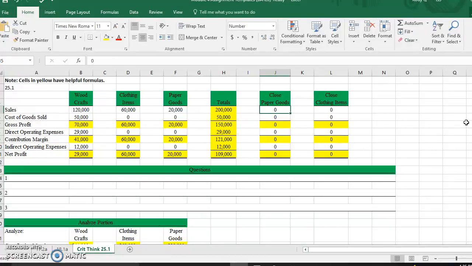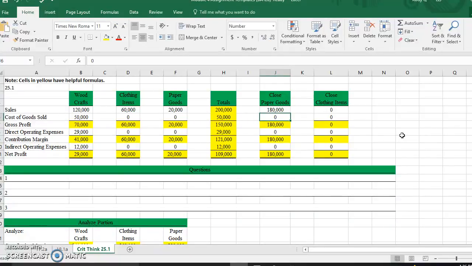Where students generally get lost is they're not exactly sure what to put in these two columns. It's fairly straightforward, so I just want to make sure that everybody sees that. Think about that. If you close the paper goods, you're basically getting rid of all of this right here. So your sales are going to drop down. They're not going to be $200,000 anymore, which is the 120 plus 60 plus 20. They are going to decrease. So you're going to think, okay, well, that's going to be $180,000, right? That's what it would look like.